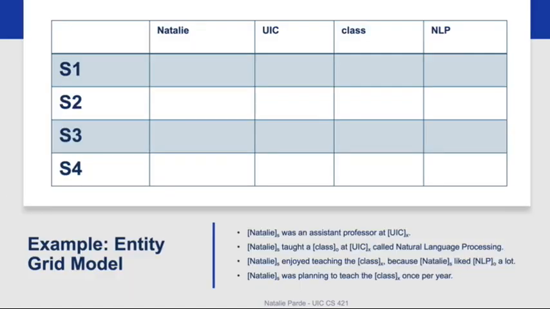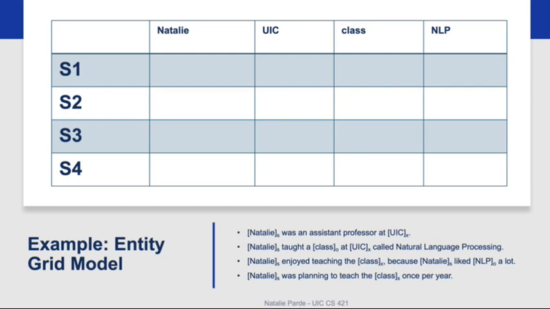For example, let's say we have 4 sentences, and some automated algorithm has identified what it thinks are the entities in those sentences and run them through a parser to determine the grammatical roles of those entities. Our 4 sentences are similar to what we saw in our previous video. If you're watching these videos out of order, you may want to watch the video on centering theory for a refresher. So we have: Natalie was an assistant professor at UIC.